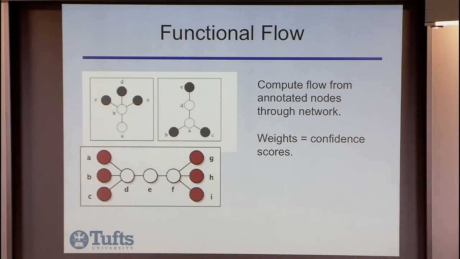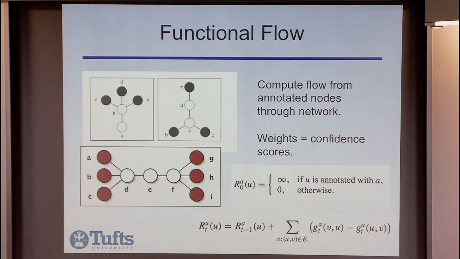Well, we're going to come up with a flow model where the weights of the edges are either 1 or confidence scores of the interaction, so something less than 1. Probabilities, right? And you start out with infinite flow at each node that's annotated with a particular term. This is the reservoir of annotation for term A at time 0, and 0 value otherwise. And then you let it propagate over time, where you're looking at the flow into and out of each node, the difference between the flow into and out of the node, and you update it. The fact that there are 3 of these guys, they still have to go through this bottleneck, and that restricts how much of the flow can get down to each of these guys. And that does a really nice job of function prediction as well.